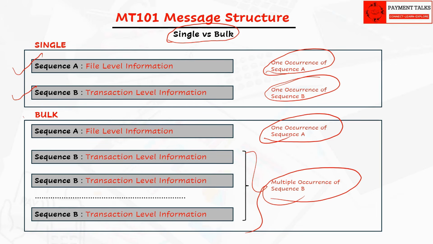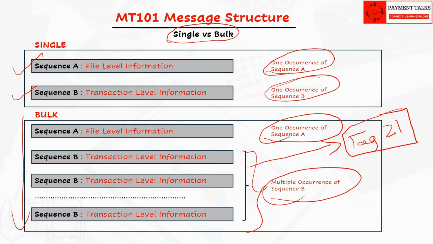It is a flat structure with repetitive tags where banks have to infer based on the availability of tags during the parsing of the message. And there are no specific delimiters to differentiate the occurrence of sequence B. Usually, the appearance of the mandatory tag 21 is assumed to be the start of the next sequence.